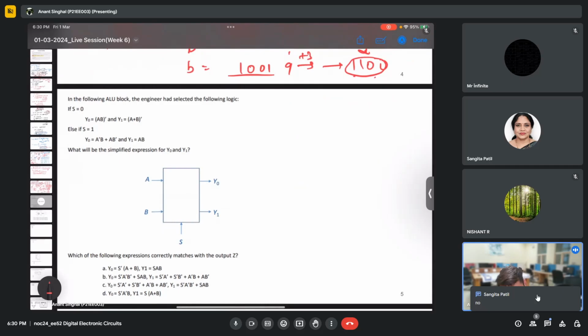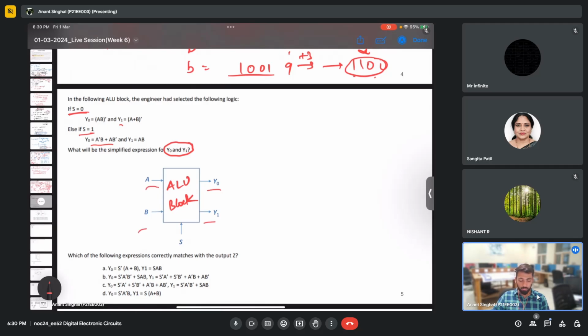So this is an ALU block which is given in the question. In the following block, you have been given when S is 0, what is y0 and y1, and when S is 1, what is y0 and y1. So what will be the simplified expression for y0 and y1? ALU is basically an arithmetic and logical unit. You can see this as something like a multiplexer but with multiple outputs.